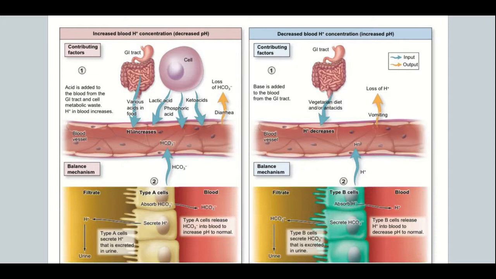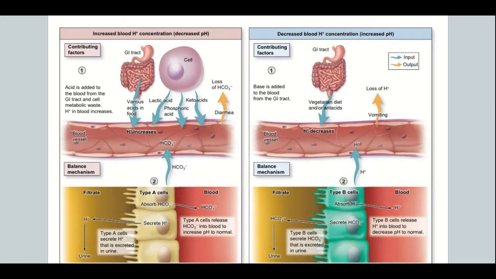You can look at that clinical view that talks about vomiting and diarrhea and how they change the hydrogen ion concentration. If you vomit, you're losing the contents of your stomach, but you're also eliminating acid. Conditions in the stomach are acidic, so you would have less hydrogen ion in your body. Diarrhea actually causes the opposite because you would be losing bicarbonate there.